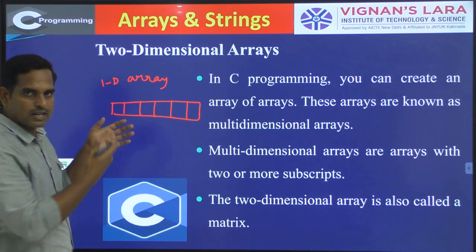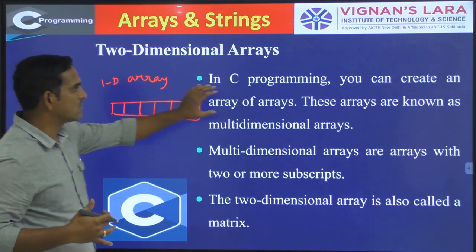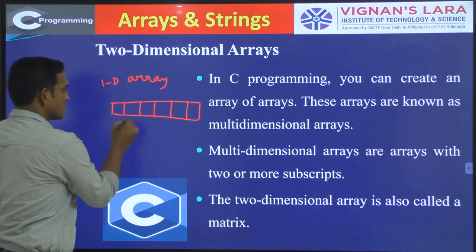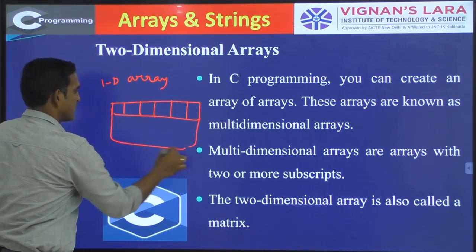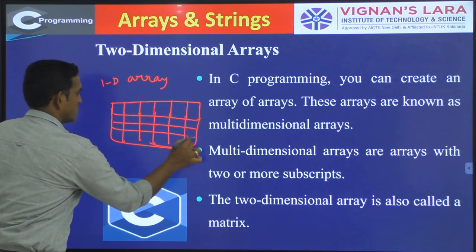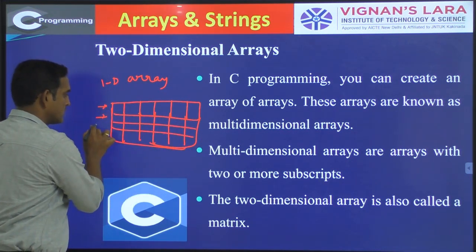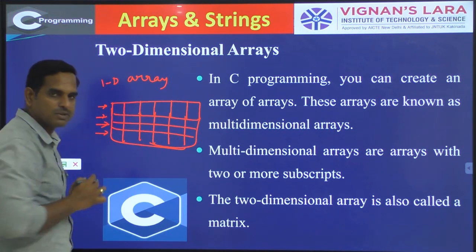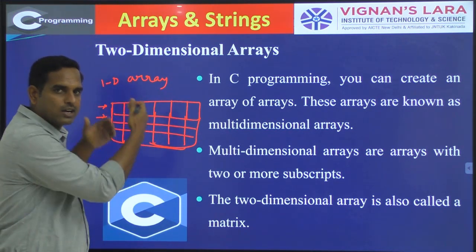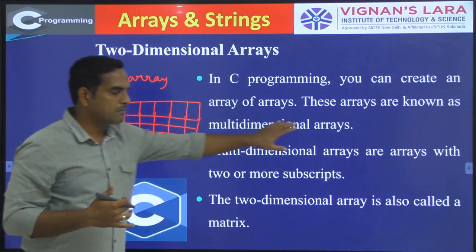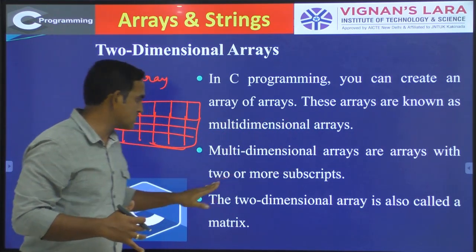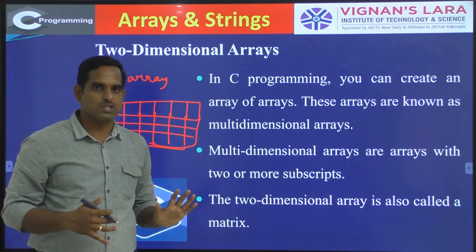When you want to create an array of arrays, this is one array, this will be another array, this will be the third array, this will be the fourth one-dimensional array. This creation of arrays we call multi-dimensional arrays. So, multi-dimensional arrays are arrays with two or more subscripts.